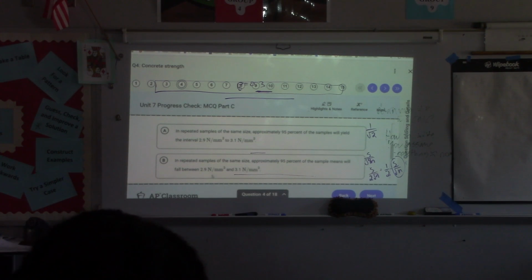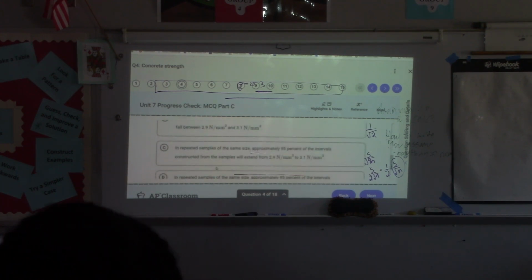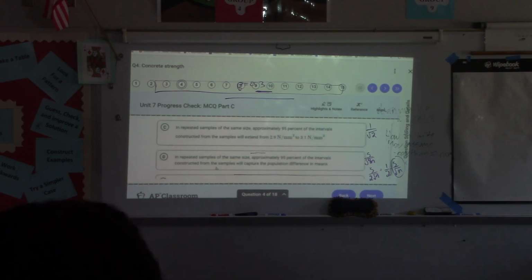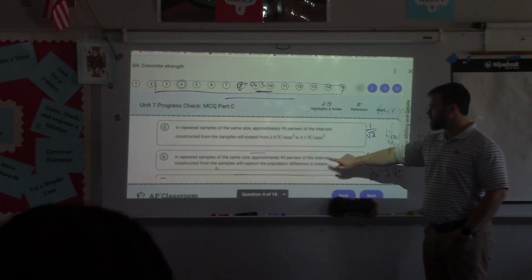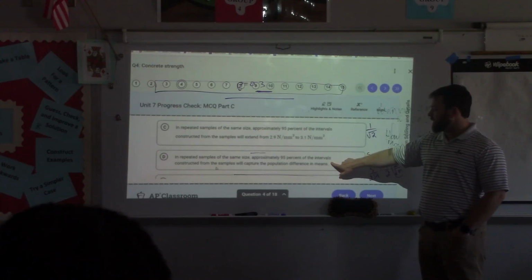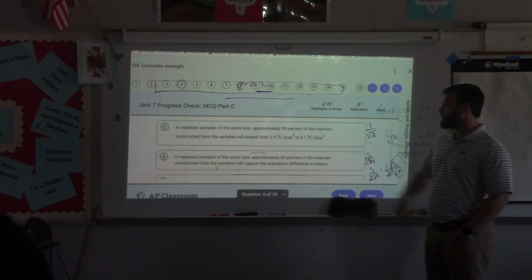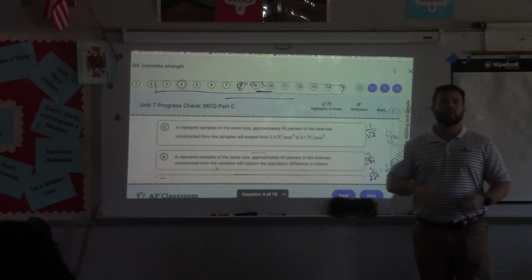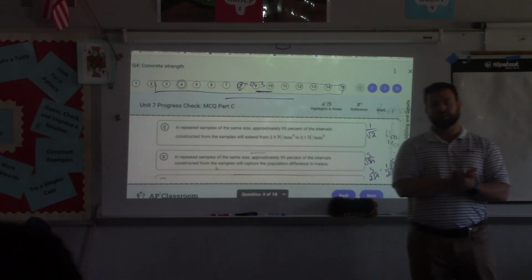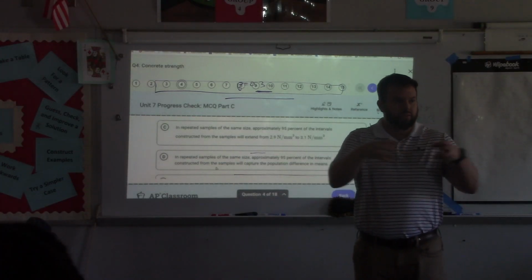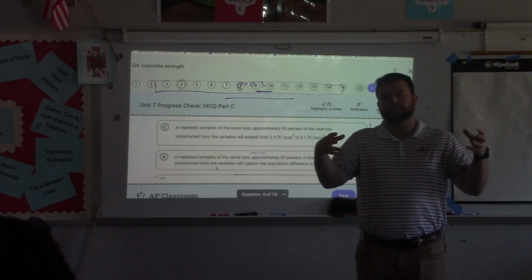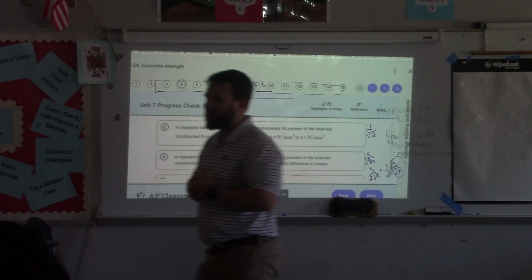Notice, interpreting confidence level, I don't care about the interval. Do I? In repeated samples of the same size, approximately... no, because we don't care about the interval. There we go. Approximately 95% of the intervals constructed from the samples will capture the population difference in means. The confidence level is about the capture rate. And that's why we had to use those t distributions to make those intervals wider, to get the right capture rate. So confidence level is all about capture rate.